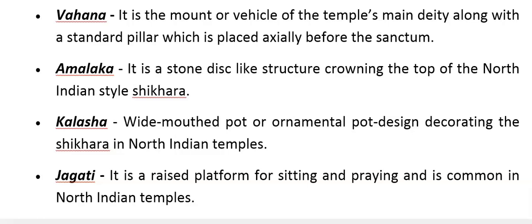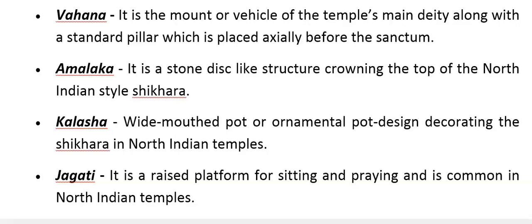It is the mount or vehicle of the temple's main deity along with a standard pillar which is placed axially from the sanctum. So in a simple sentence, Vahana is the vehicle, in the form of anything, of the main deity that is placed in Garbhagriha.